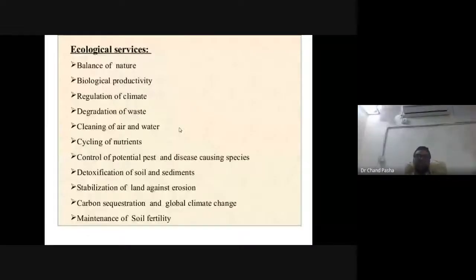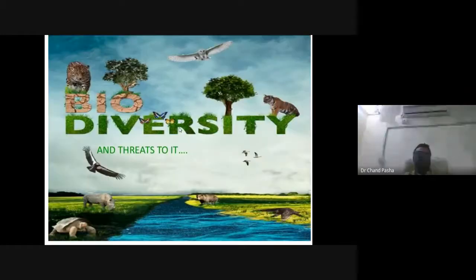See, in the forest we are not using any pest control like what we are doing in your fields. Still, the pests and diseases are being managed there because nature is doing that. Biodiversity is taking care of that. Detoxification of soil and sediments, stabilization of land against erosion, then carbon sequestration and global climate change, maintenance of soil fertility. So these are the applications of biodiversity. These are the uses of biodiversity. This is one of the potential questions.